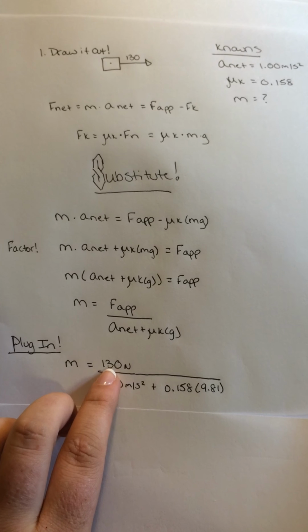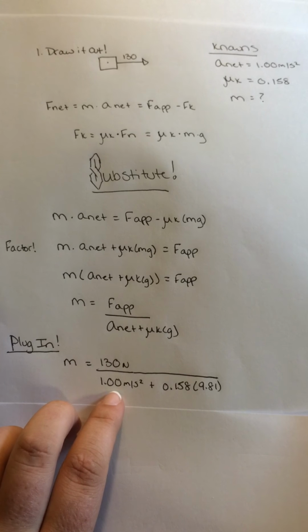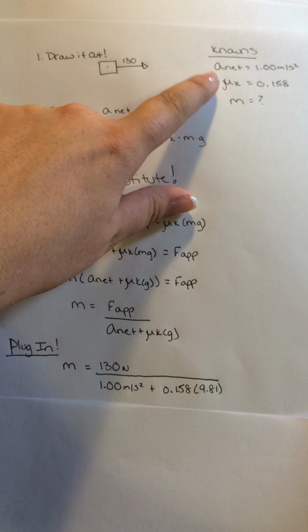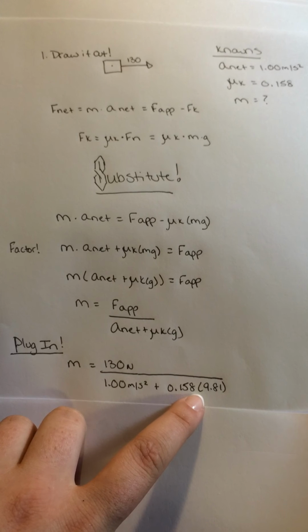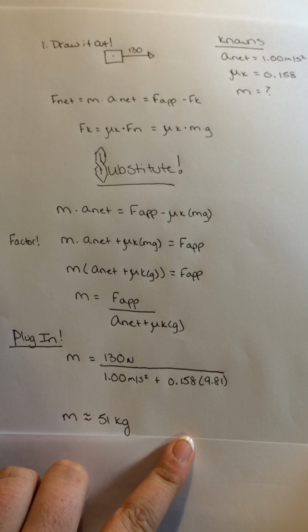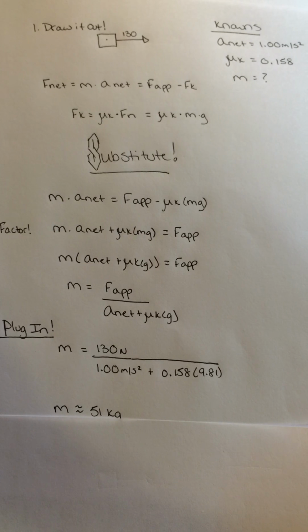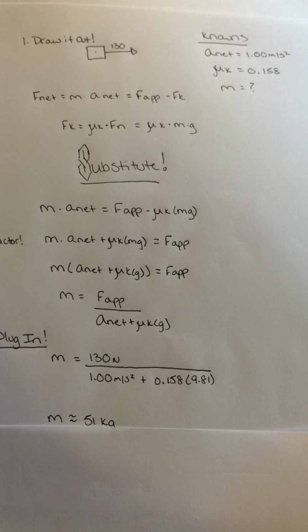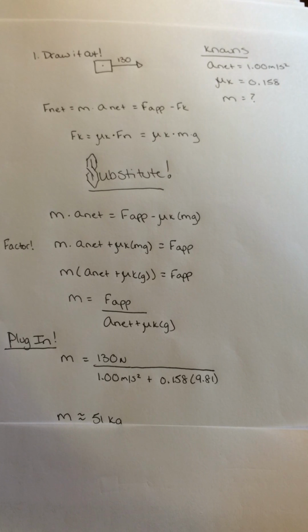Our applied force is 130. Our net acceleration is 1.00 meters per second squared, plus our coefficient of kinetic friction from our knowns at the top, 0.158, multiplied by gravity, 9.81. We get that the mass of that bag of coal was approximately 51 kilograms. When you calculate this out, you'll probably get 50.54, so we're going to round that up to 51 kilograms to keep with our significant figures and digits.